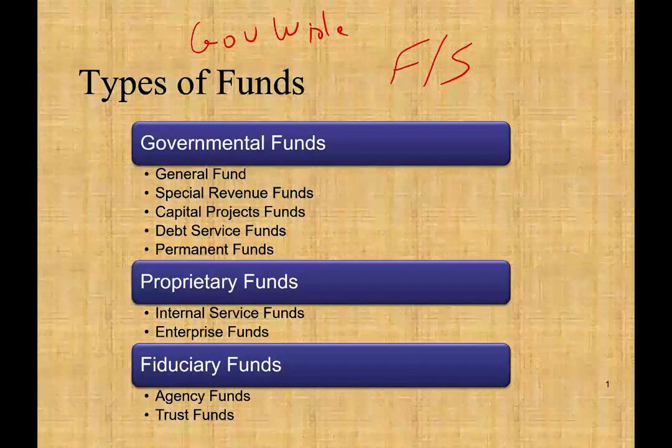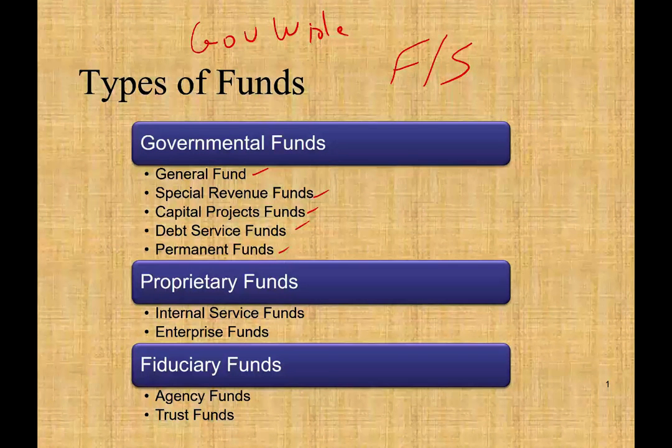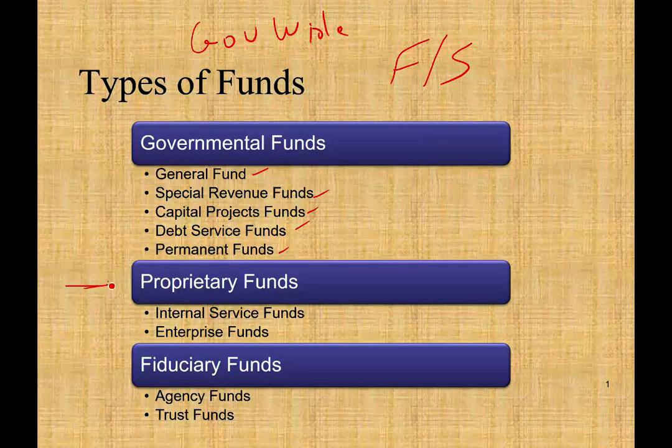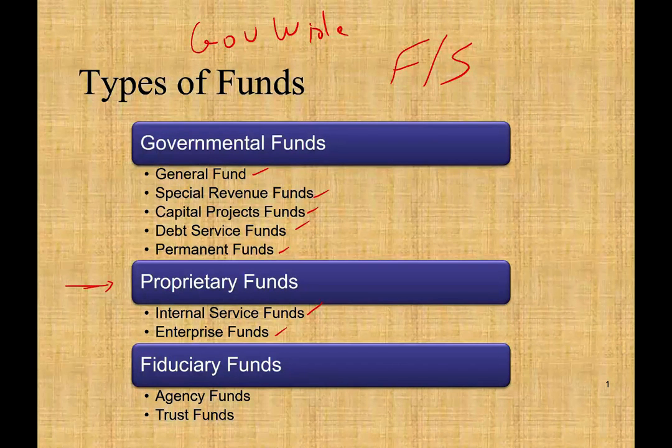So what are the governmental funds? We have the general fund, the special revenue fund, the capital project fund, the debt service fund, and the permanent funds. Those are the different funds that are called governmental funds. Then we have the proprietary funds, which are the internal service fund and the enterprise fund, which I covered. The fiduciary funds I did not really cover. I did not have specific recording for those, but I covered them when I covered all the funds.